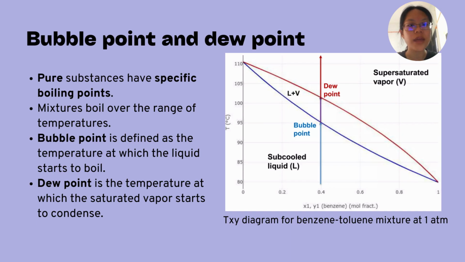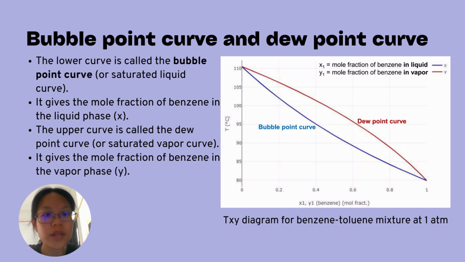Pure substances boil at a single, fixed temperature, whereas mixture boil over a range of temperatures. The bubble point is the temperature at which a liquid mixture begins to boil, while the dew point is the temperature at which a saturated vapor starts to condense. The lower curve is called the bubble point curve or saturated liquid curve, and it shows the mole fraction of benzene in the liquid phase. The upper curve is called the dew point curve or saturated vapor curve, and it shows the mole fraction of benzene in the vapor phase.